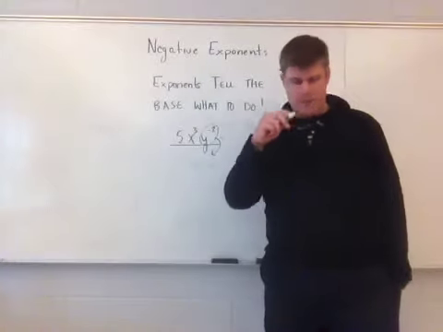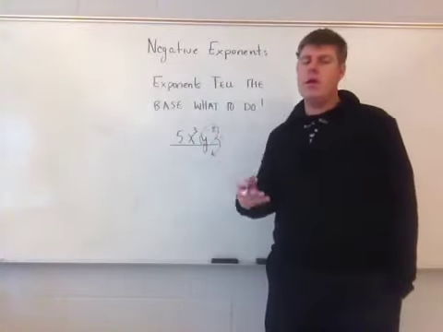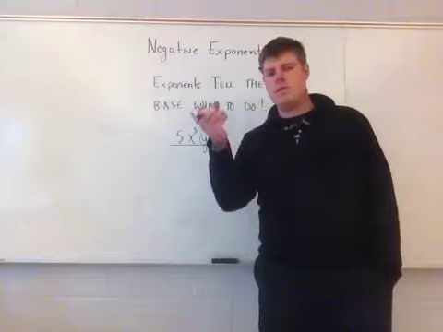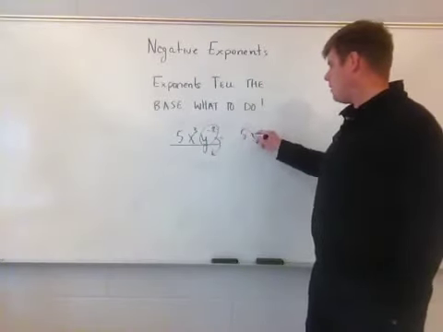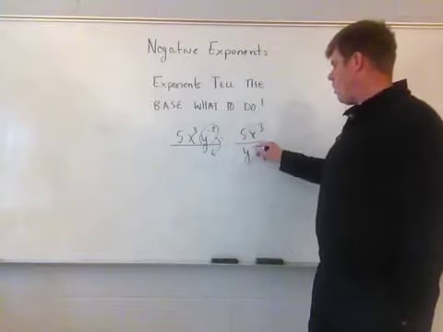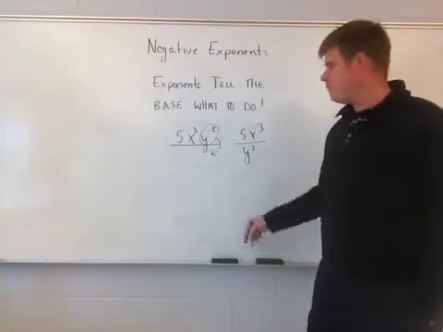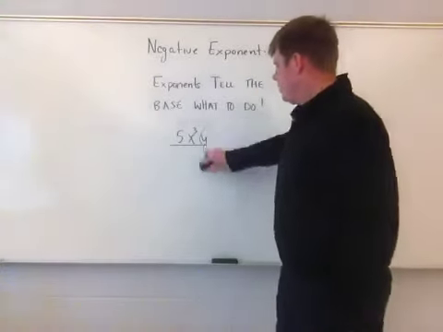The reason it goes to the bottom is just because it's in the numerator. I don't want you to associate always moving negatives to the bottom, and I'll show you why in a second. So I get 5x cubed all over y squared. And that's the final answer. Let's do one more here.